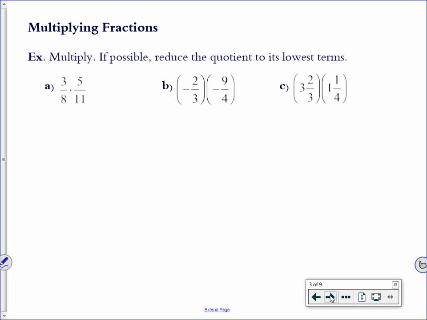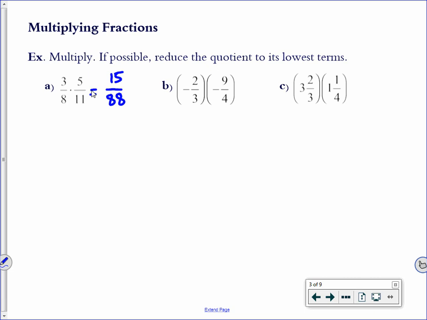So to multiply 3/8 times 5/11, we go straight across the top. 3 times 5 is 15, and straight across the bottom, 8 times 11 is 88. So multiplying fractions is the easiest thing to do. Sometimes it's then difficult to simplify if the numbers have gotten pretty large, so you do want to be careful there in reducing. You may need to check for a greatest common factor.